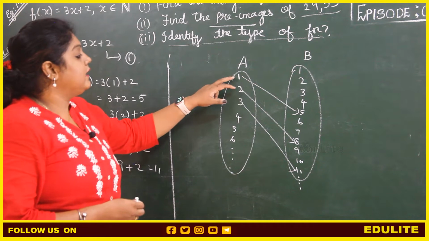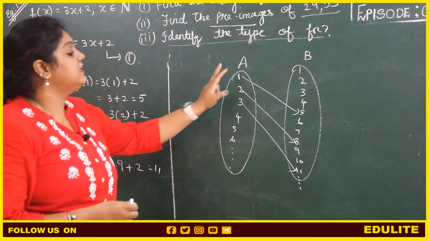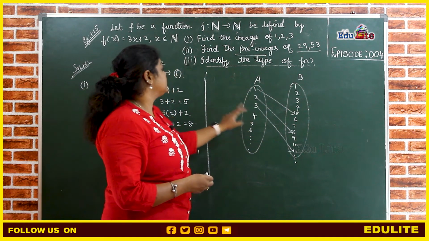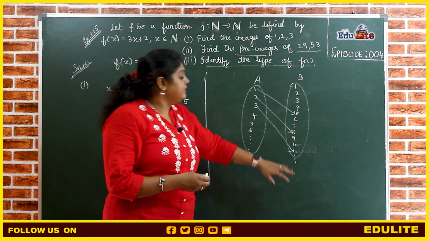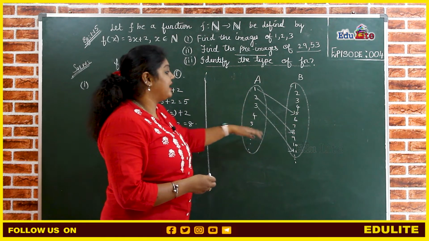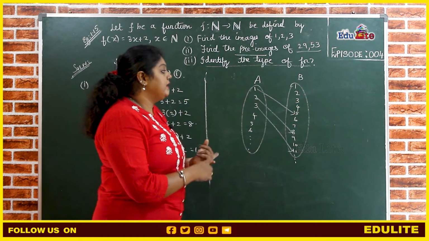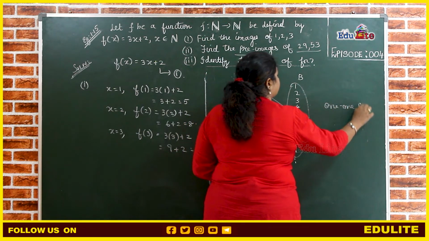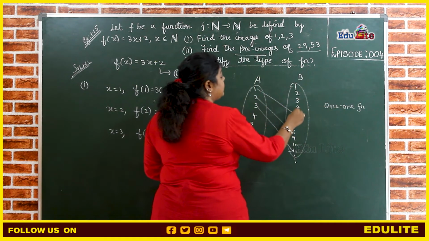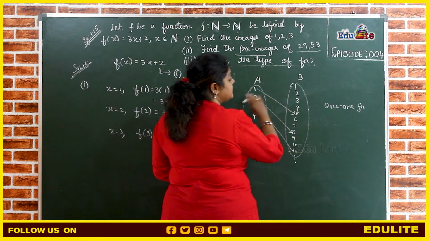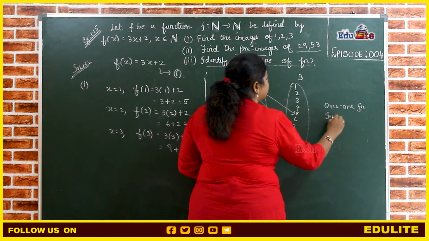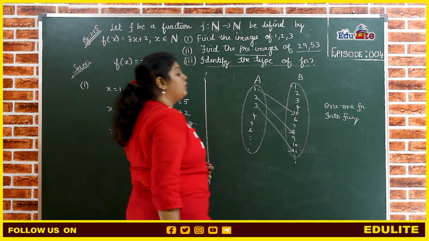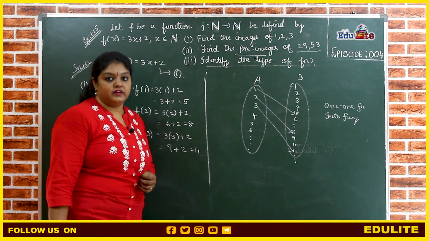If you take an element in A, every distinct element has a distinct image. Similarly, if I take the value of x as 4 and substitute here, I will get another image, which means every distinct element has a distinct image. Therefore, this is a one-to-one function. We can also find that many elements do not have a pre-image. Therefore, this is an into function. It is a one-to-one and into function.